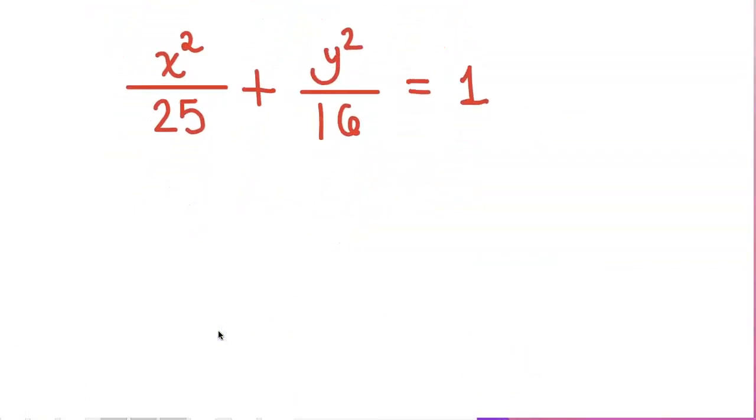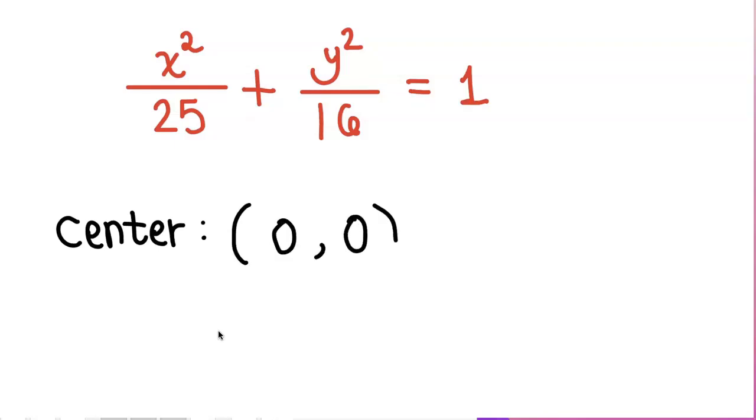We're going to identify the center and the distances we need to travel to plot the vertex and co-vertex. So first, let's find the center. Do you see anything being subtracted from x or y? No, we don't. So the center is at the origin because there's nothing being subtracted from x, nothing being subtracted from y before they're getting squared. So the center is at 0, 0.